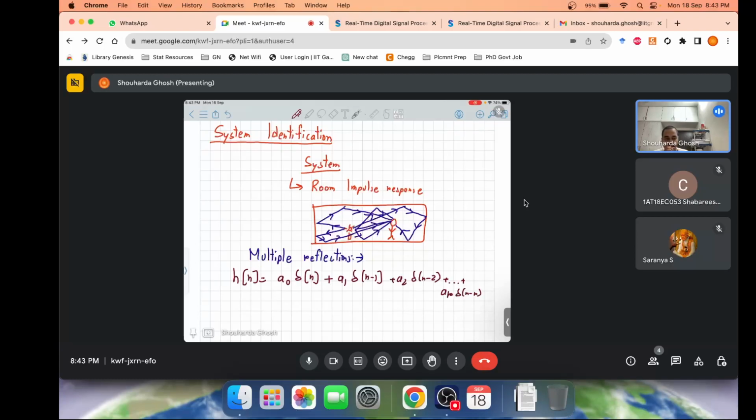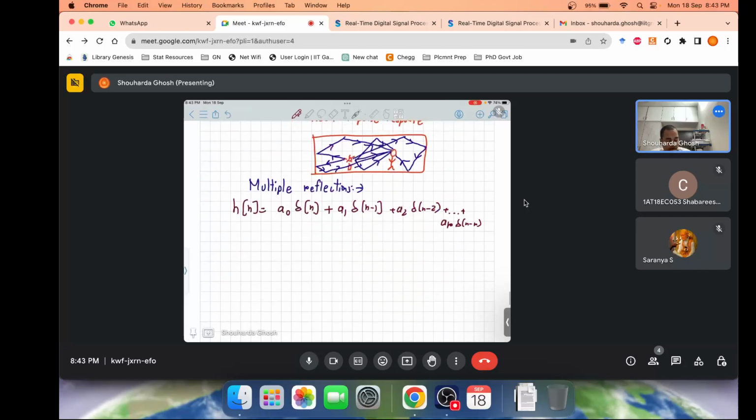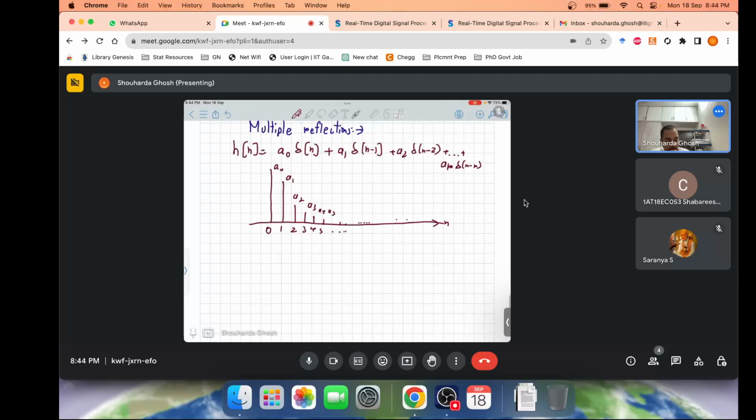It's an infinite impulse response in theory, but in practice the later components are so low that you are not able to hear them. They are below our hearing limit. If you plot them, there is nothing over here. So 0, 1, 2, 3, 4, 5, and after this we don't have anything. A0, A1, A2, A3, A4, A5, all the way down. So this is the h of n.